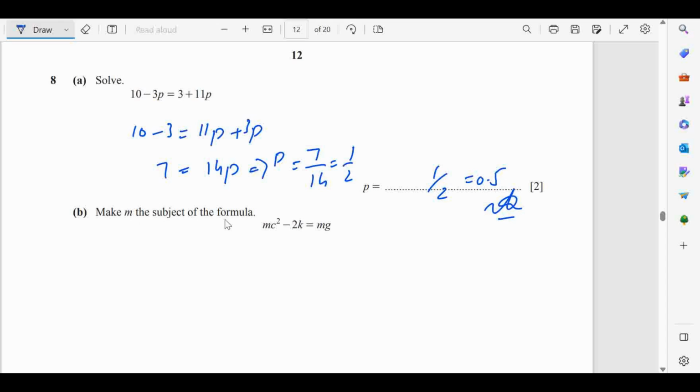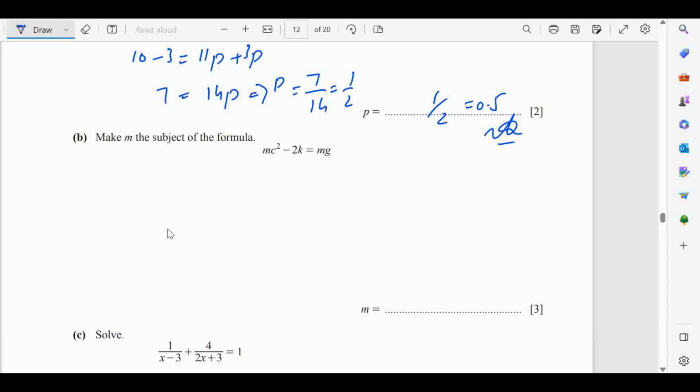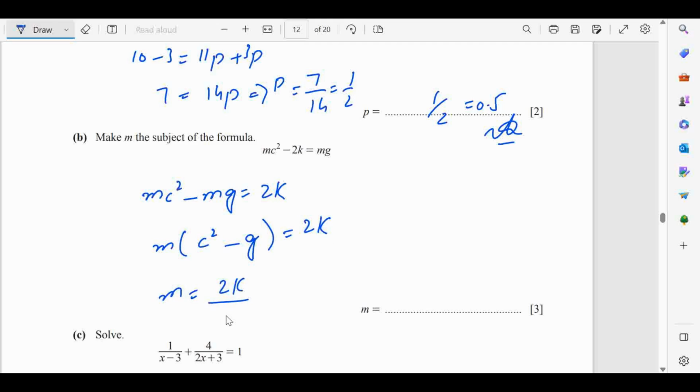Make m the subject of the formula. Let's write it as mc square minus mg is equal to 2k. So we can take m as common. So m times c square minus g is equal to 2k. So m will be equal to 2k divided by c square minus g. So this will be the final answer. Let's move to part C.